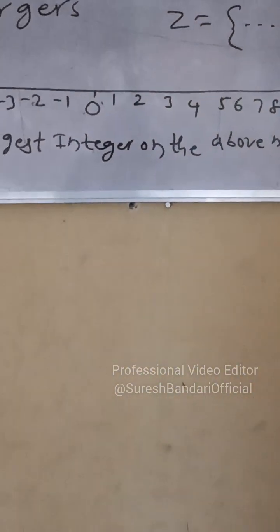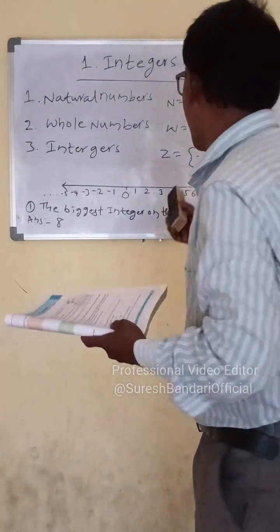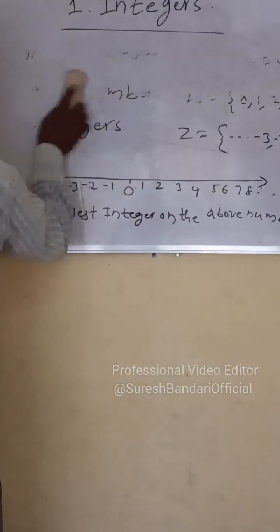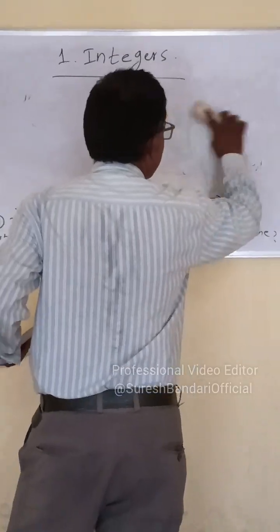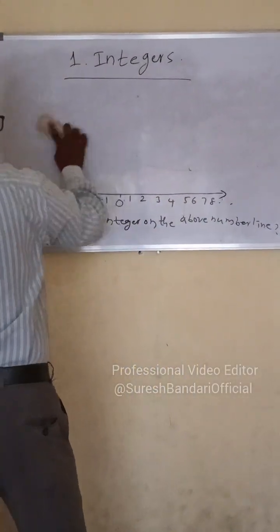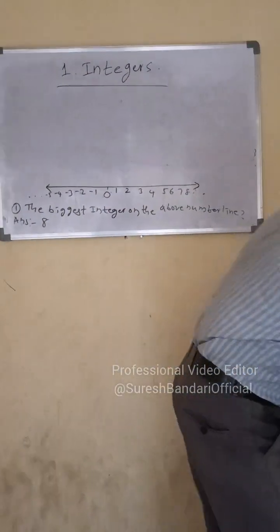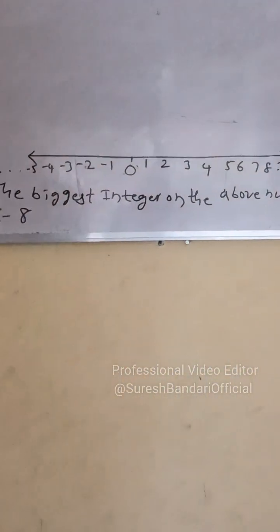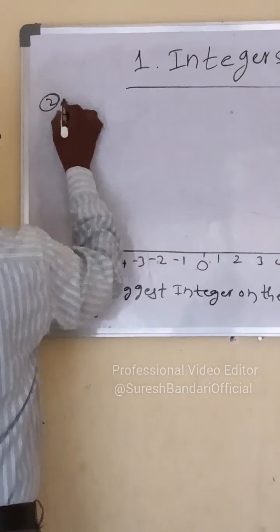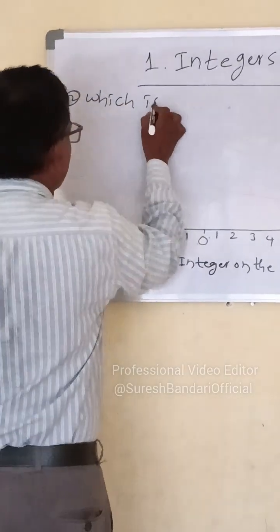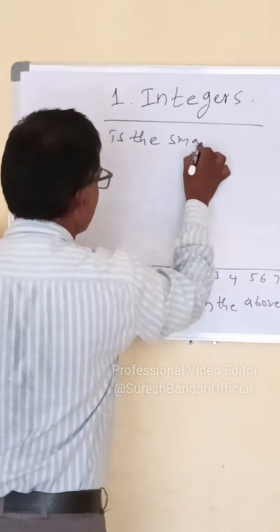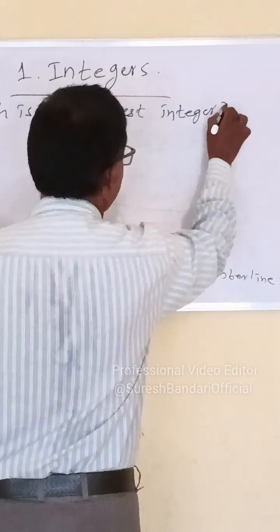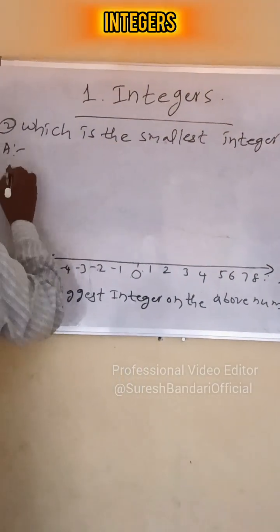Okay. Next, there are some more questions. We are discussing the numbers on the number line. First of all, I am writing some questions and afterwards explaining the answers. Second question: which is the smallest integer on the above number line?